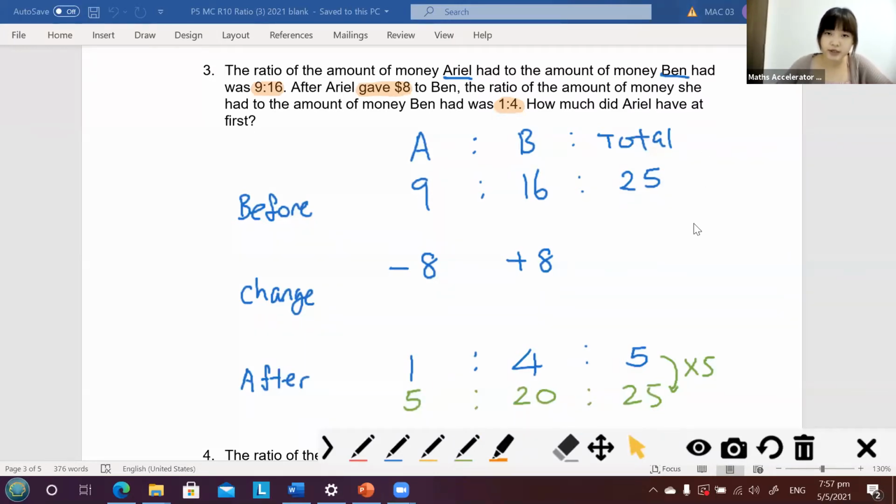Now your correct ratio is the one where the total is 25 and 25. So now go and compare. What will your $8 be? How much would Aero have at first? I'm going to start a poll now. Can you try this by yourself?